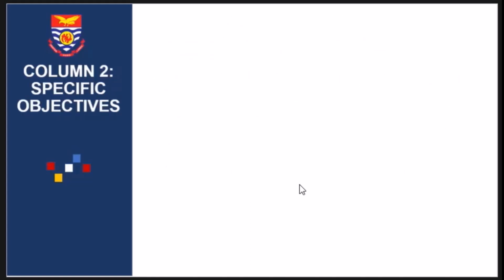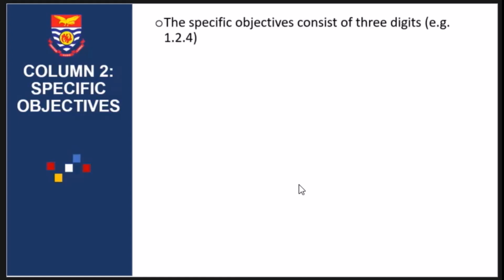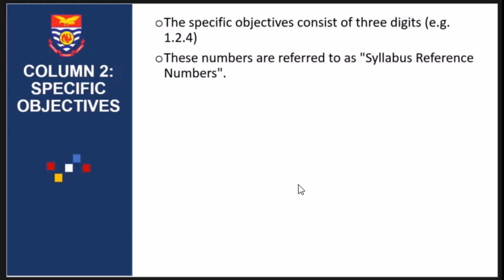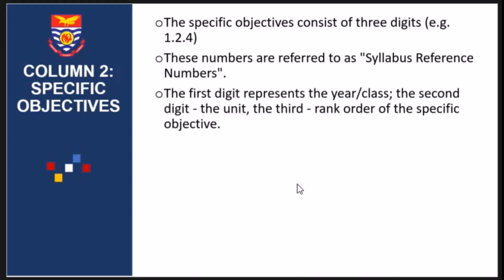The second column talks about specific objectives. This one is represented by 3 digits, for example 1.2.4. What does this mean? The numbers 1.2.4 are referred to as syllabus reference numbers. So when you see 1.2.4, we call it a syllabus reference number. Let's look at what they represent. The first digit represents the year or the class, so JHS 1, JHS 2, JHS 3. The second digit represents the unit, and the third one represents the specific objective that unit is talking about.